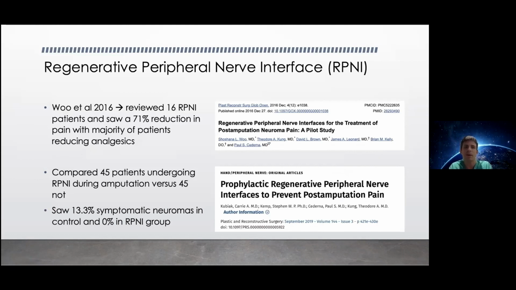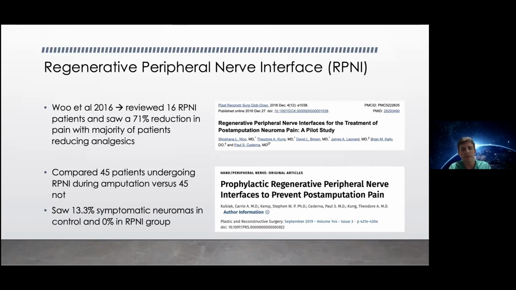EMG, they've found. So here are two clinical publications, one from 2016 that reviewed 16 patients and saw a 71% reduction in pain, with the majority of patients reducing analgesics. This is a plastics article. Here's an article from, I believe, also the plastics literature that compared 45 patients undergoing RPNI. This is actually a recent publication, 2019, versus 45 not.